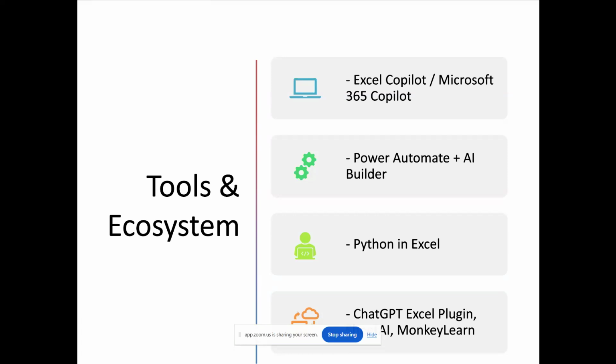We are not going to be using all these tools, but these are the common tools used for automating Excel. We're just going to be using Copilot and a ChatGPT Excel plugin. There's a plugin called ChatGPT Excel. All right, so those are some of the tools we are going to be using.